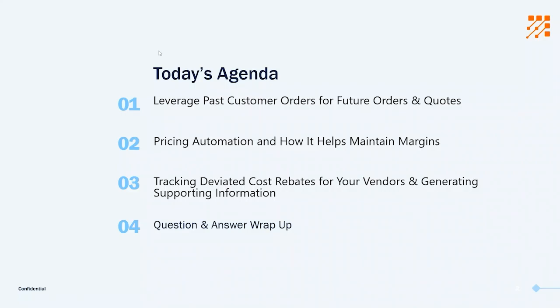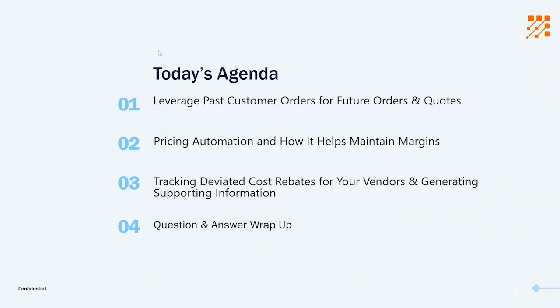We will see how our software can help you leverage past customer sales history for future orders and quotes. We will then look at how our pricing automation within our system can help you maintain a consistent margin of last sale. Even when your cost from your vendor goes up, we can recognize that and automatically increase the customer's price to not lose margin over time.